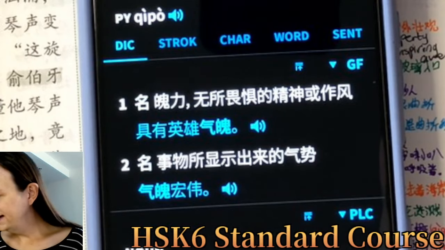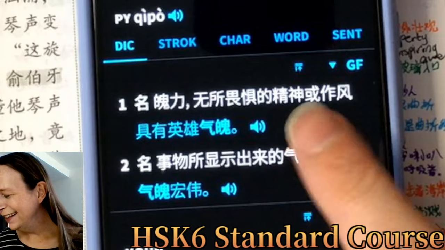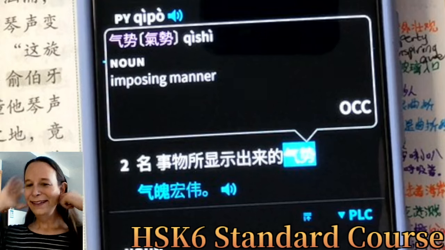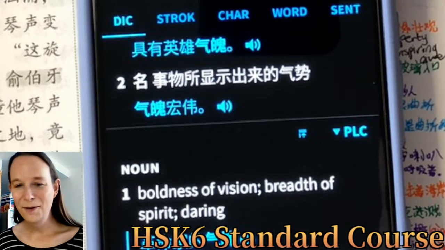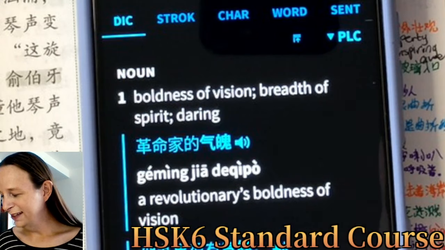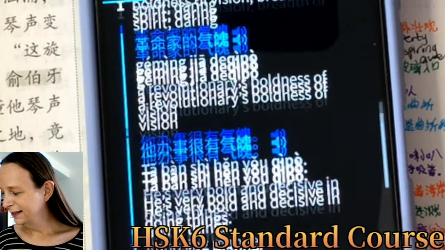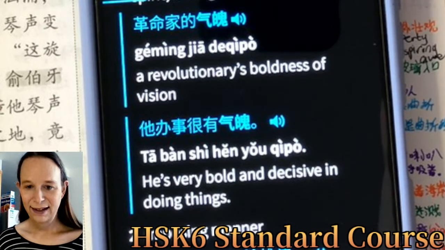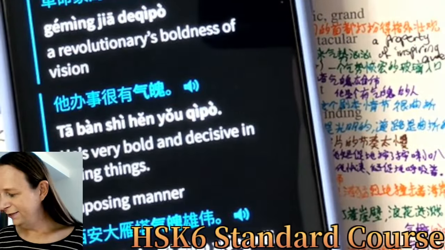And the next one is 事物所显示出来的气势. What? And now, this is the problem. Now I not only don't know what 气势 is really well, 气魄 is like a variant of it. 气魄宏伟. Ugh. 革命家的气魄. So the boldness of a revolutionary. So this revolutionary is a person. Boldness. 他办事很有气魄. Decisive. He is decisive. It's not listed in the textbook as decisive.